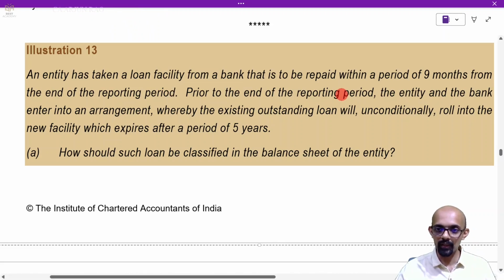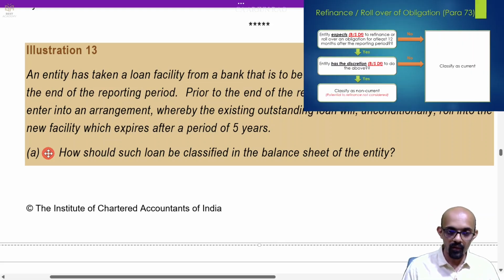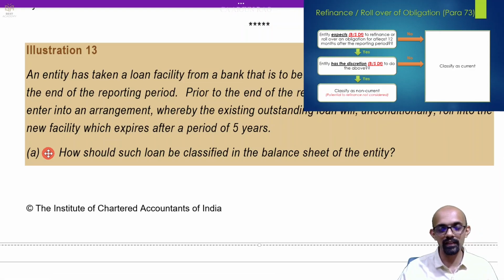Prior to the end of the reporting period, entity and the bank enter into an arrangement whereby the existing outstanding loan will unconditionally roll into the new facility which expires after a period of 5 years. So, existing loan is changing into the new loan. Okay, the existing loan is cancelled, new is created. So, it is a refinancing arrangement. Okay, and that arrangement is entered into before the end of the reporting period. So, now how should the loan be classified in the balance sheet of the entity?